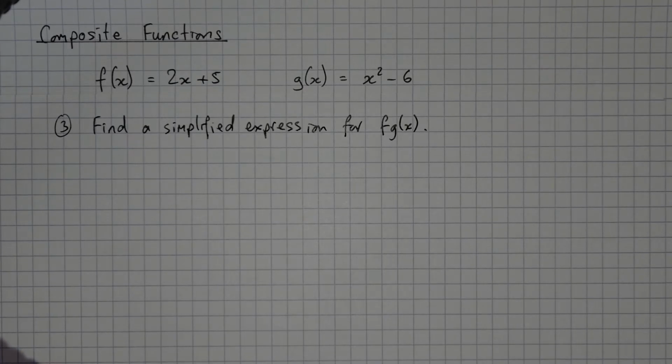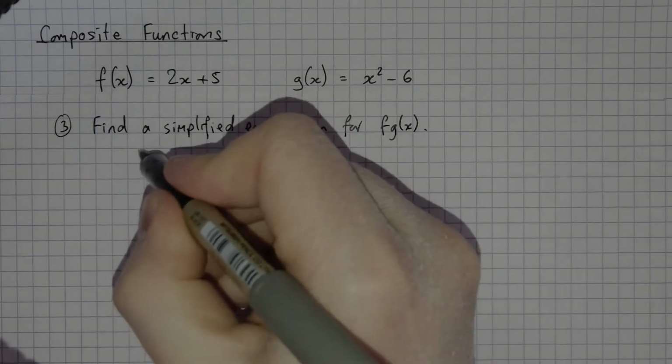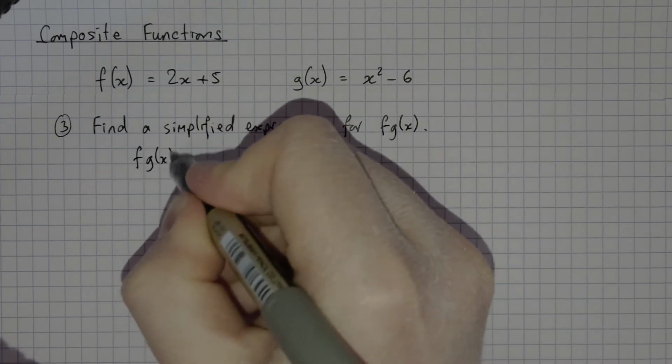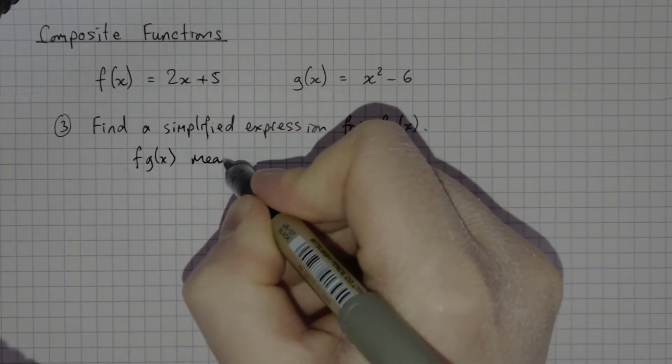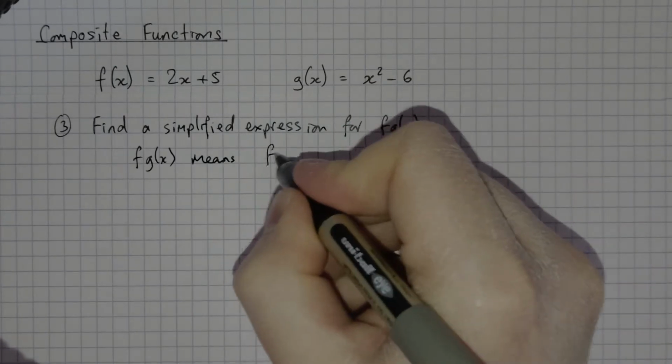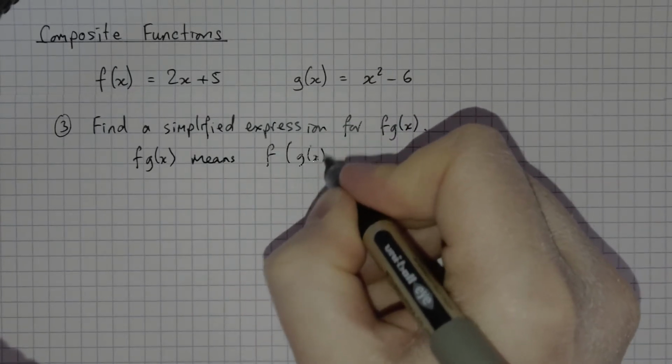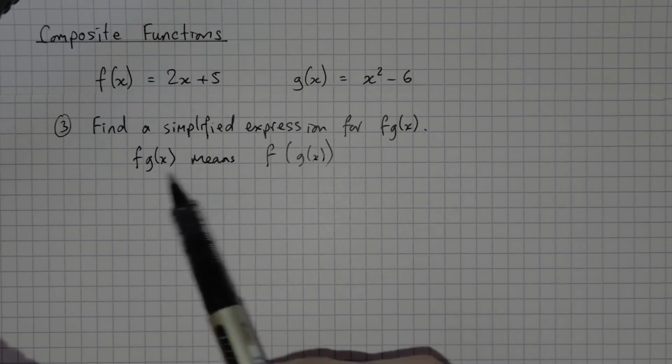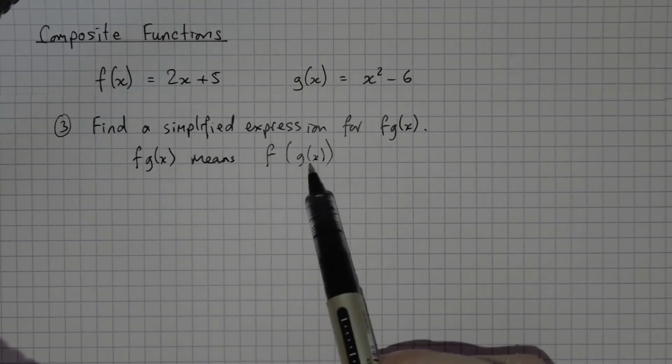So this is an example of the composite functions question, but we're doing it with algebra and we're not putting any numbers in. So find a simplified expression for fg of x. Well, recall then that fg of x means that we want to do g first, so it's do f to whatever g of x is.